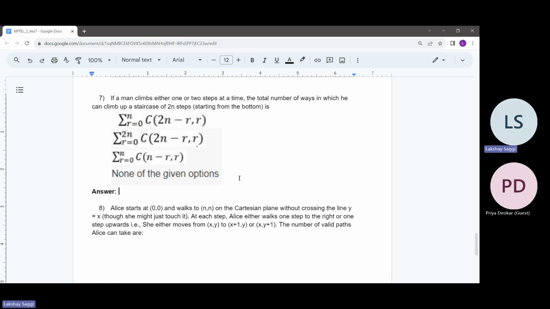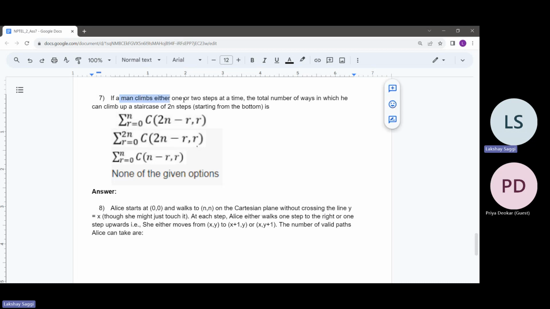So the seventh question is an interesting one. It says, if a man climbs either one or two steps at a time, the total number of ways in which he can climb up a staircase of 2n steps, starting from the bottom, is. What I'm claiming is we have sort of discussed this sort of question before, in the previous or previous to previous session.